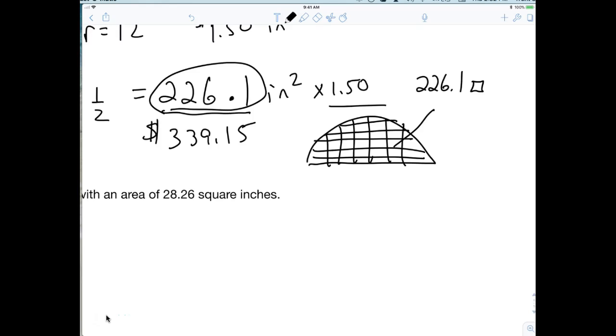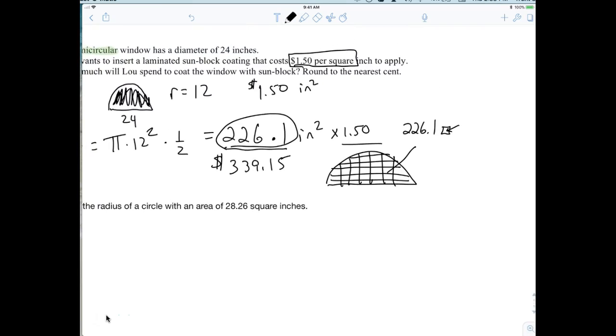Now, each time, so each square costs $1.50. And how many squares do I have? About 226. Does that make sense now? That's why I say drawing things out made all the difference in the world for me. All right, each inch, that's what it's saying. Each inch costs $1.50.